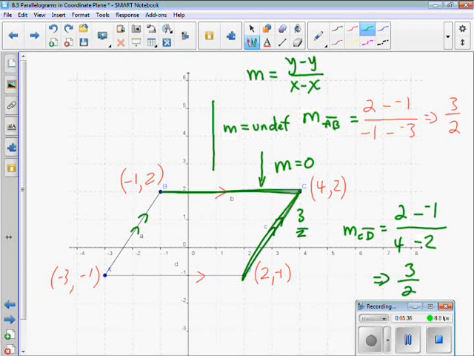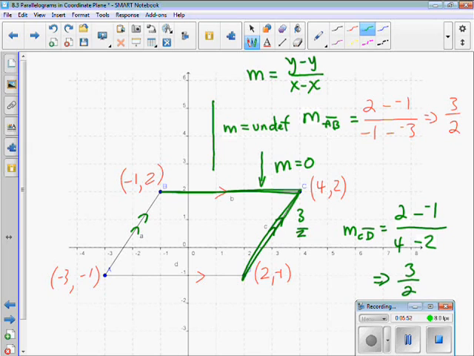And if you remember from my previous video, perpendicular lines, lines that form right angles, have opposite reciprocal slopes, and 0 is not the same thing as negative 2/3. So we can conclude that this is not a rectangle. Okay? All right, let's move on.